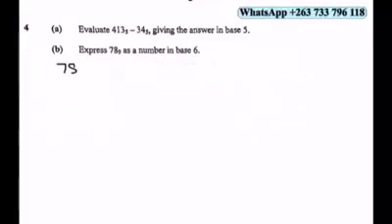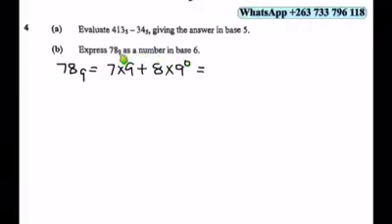Then on part B, express 78 base 9 as a number in base 6. So first convert this to base 10, then to base 6. So to base 10 here is 7 times 9 to the power 1 plus 8 times 9 to the power 0. So this will give me 71 base 10, since it's 63 plus 8.